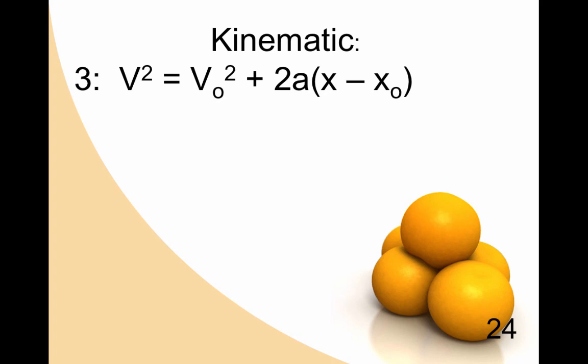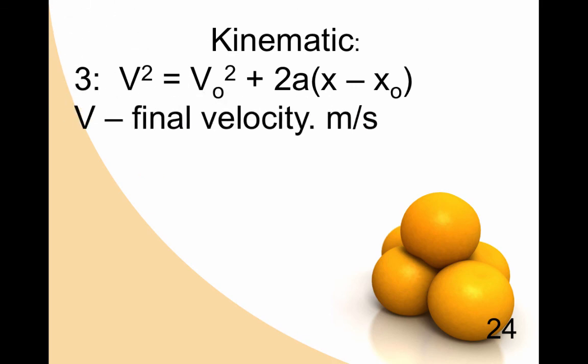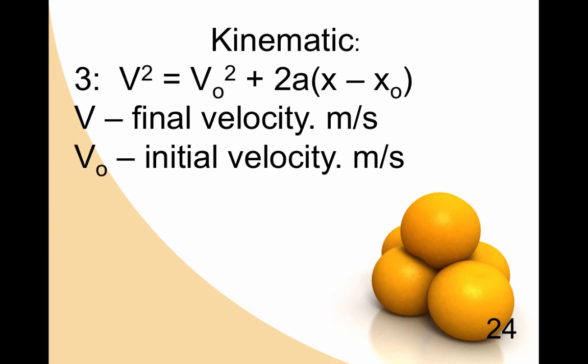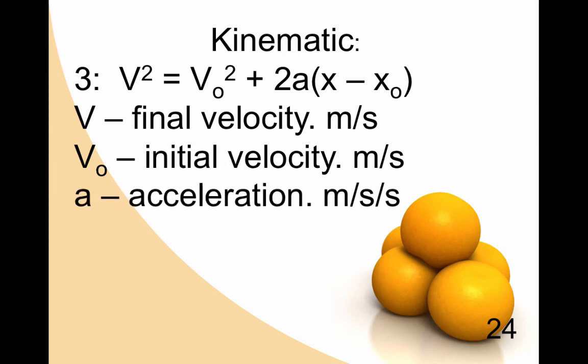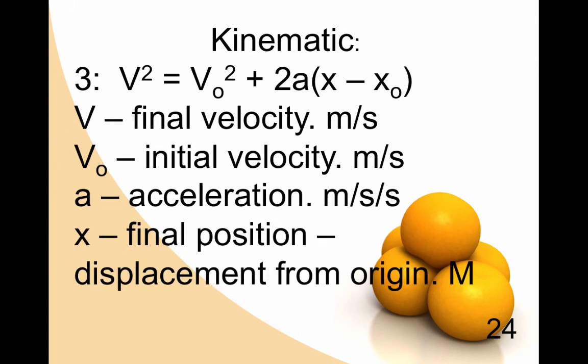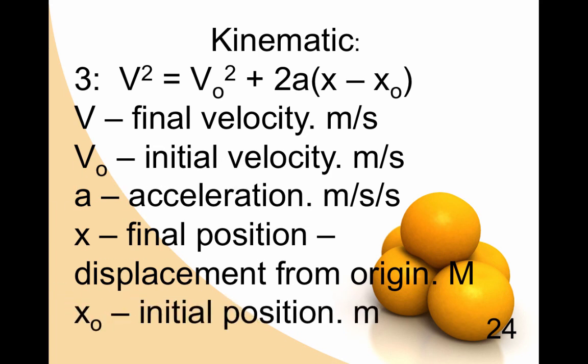Finally, kinematic 3, v squared is equal to v naught squared plus 2a times x minus x naught. v is the final velocity in meters per second. v naught is the initial velocity in meters per second. a is the acceleration in meters per second squared, and x is the final position, the displacement from the origin in meters, and x naught is the initial position in meters. All right, we'll do more in class.